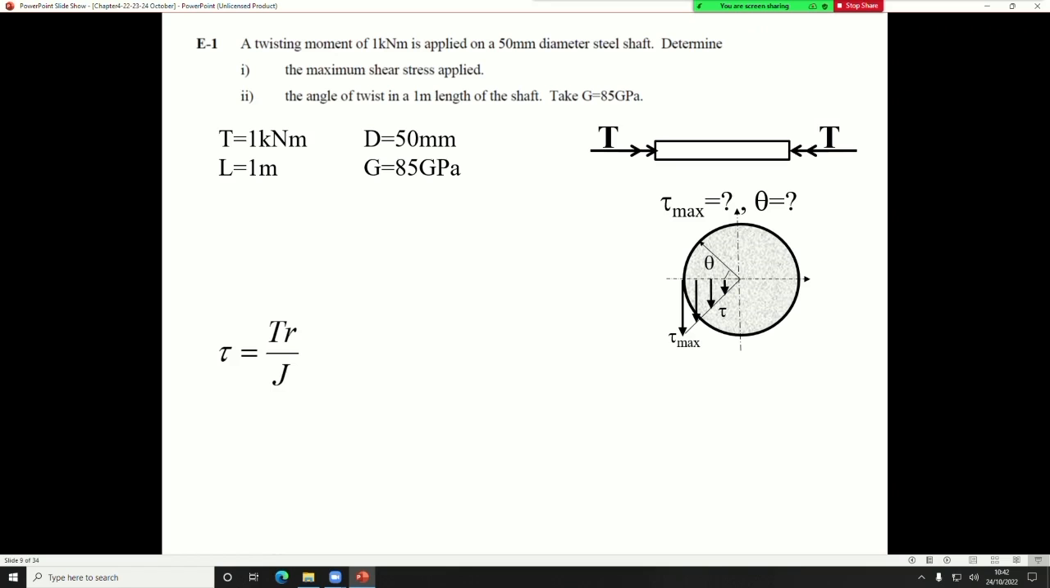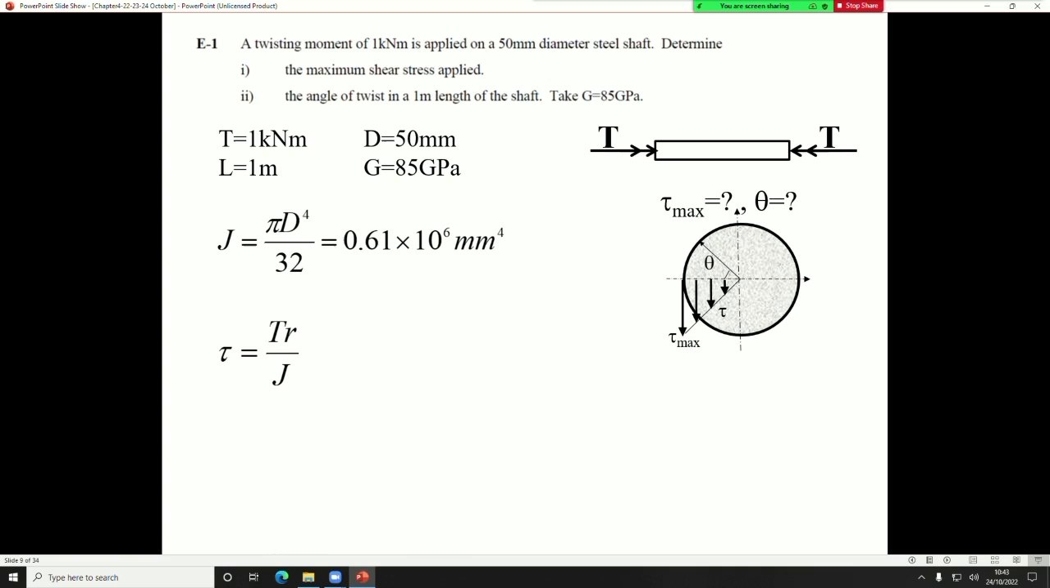Now J, this is a solid cylinder. Look at the equation I've got. It's pi d4 over 32. A common mistake among you in exams, I give the students a thin-walled cylinder, they use this equation. So this is for just a solid cylinder. There's no hole inside, or it's not a thin-walled cylinder. So I have D, I substitute into this equation, and this is the value of J, 4th power of a millimeter, the unit.